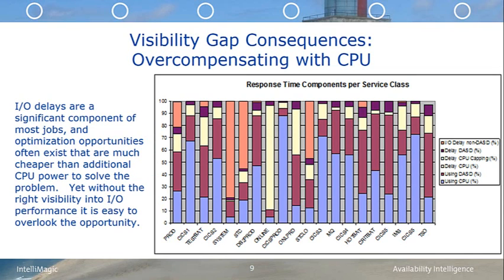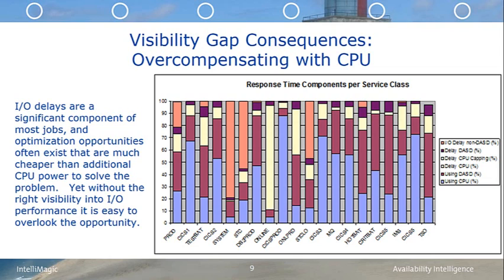Another important consequence of this visibility gap is in the area of the CPU and overcompensating with the CPU. For most online and batch jobs, DASD is a very significant component of the overall time. There are often opportunities for quick wins in overall performance times by addressing the I/O side of the equation. We've had customers document the avoidance of an additional CPU engine to get a desired performance win during the batch hours, for example, by addressing the storage performance of the hardware.